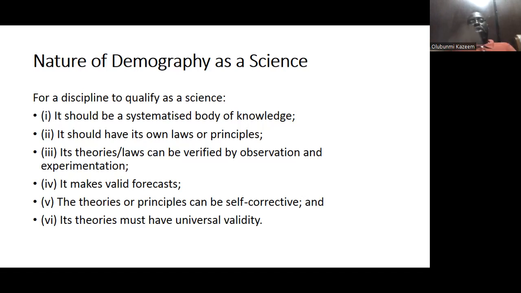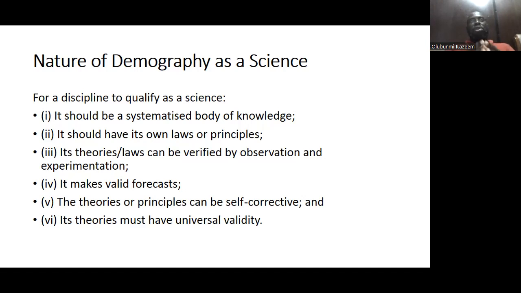So in demography, that is a scientific field, we make valid forecasts. Then the theories or principles can be self-corrective. That is, if a principle is made, and in the process of validating it, or because some things change over time, probably because of advancement, then there could be adjustments to some of those principles or postulations, or the theories, that have been made in the past.